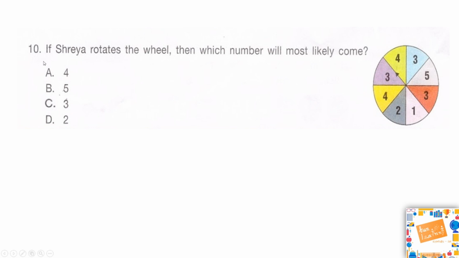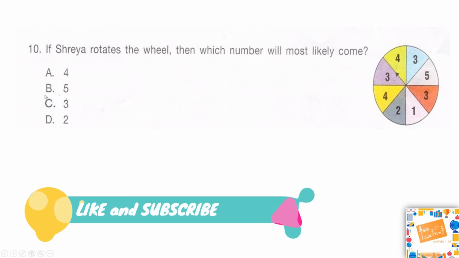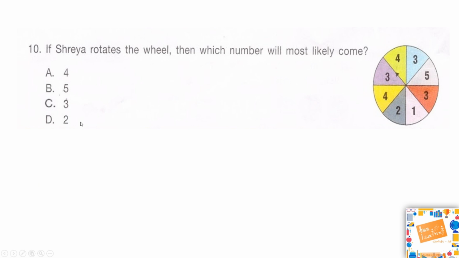Next question. If Shreya rotates the wheel, then which number will most likely come? This is the wheel here, and the options are option A number 4, option B number 5, option C number 3 or option D number 2. Your time starts now.